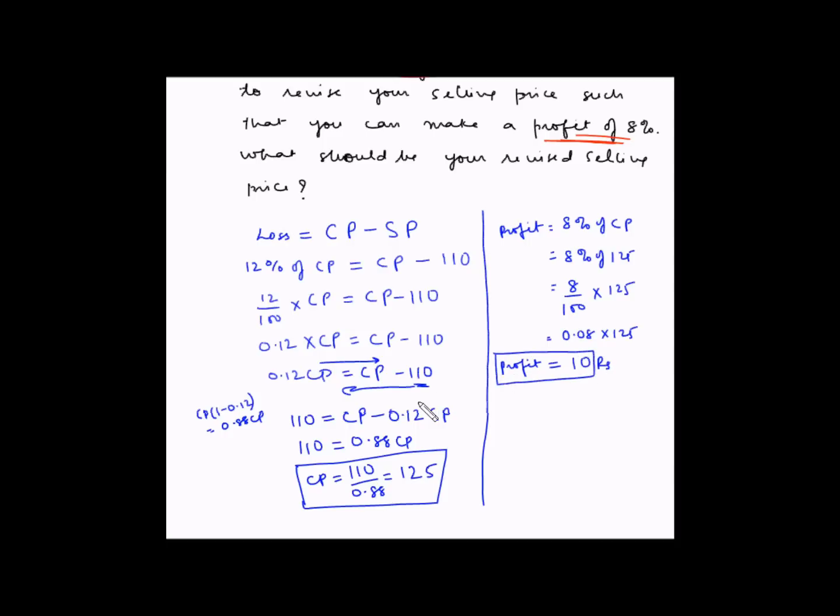Now again, this is rupees and this is also rupees. Now the selling price, which will give you a profit of rupees 10, will be selling price is equal to cost price plus the profit. So this is equal to 125 plus 10, which is equal to 135 rupees.